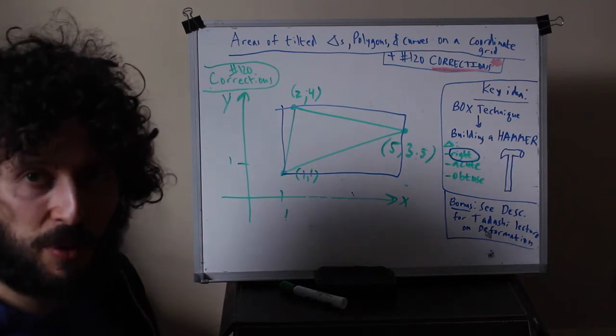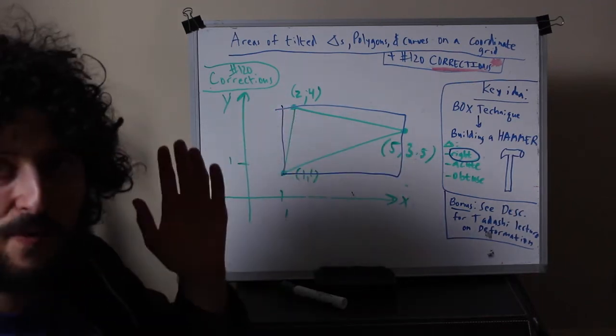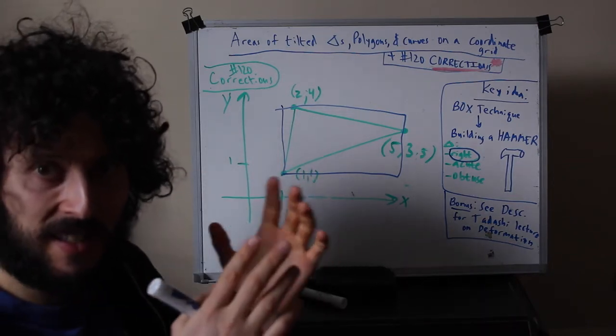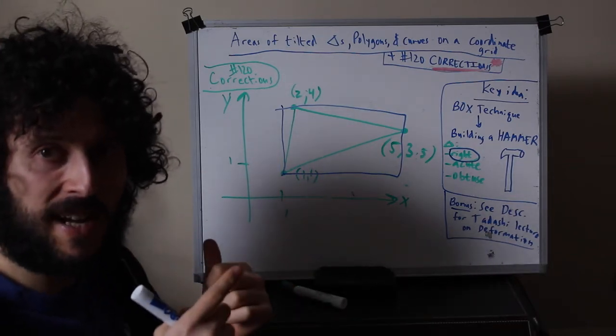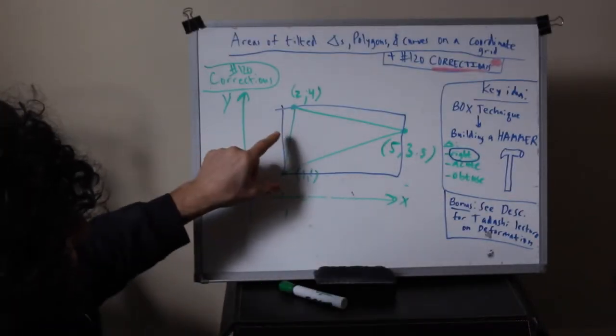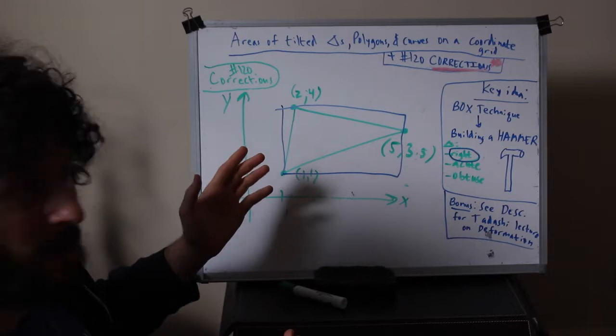Now, the original approach of trying to find the base and the height, that's a forward approach because it's saying I want to attack the problem directly. The box approach here is we're going to attack the problem backwards. So we're going to say, let's put this in a box.